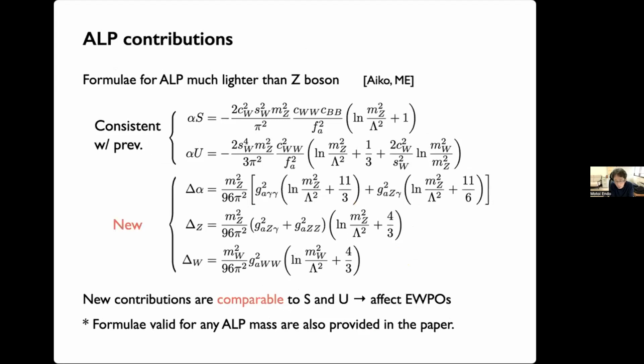An important point is that in many models these contributions are small, but in the ALP model this is not the case. We calculated those contributions as well as S, T, and U. We checked that our result is consistent with the previous result with respect to S, T, and U, with T equal to zero. We also calculated delta alpha, delta Z, and delta W, and we obtain here that they are proportional to MZ squared, C squared over FA squared with some coefficient. So the new contributions are again comparable to S and U. So they contribute to electroweak precision observables.